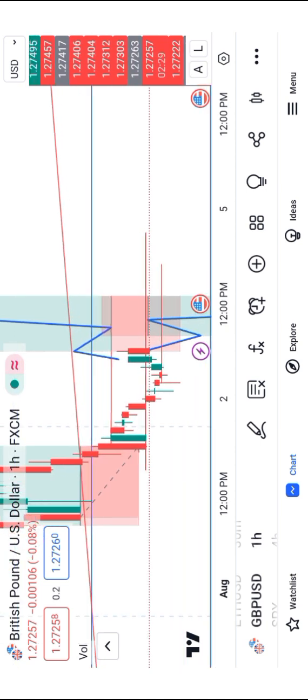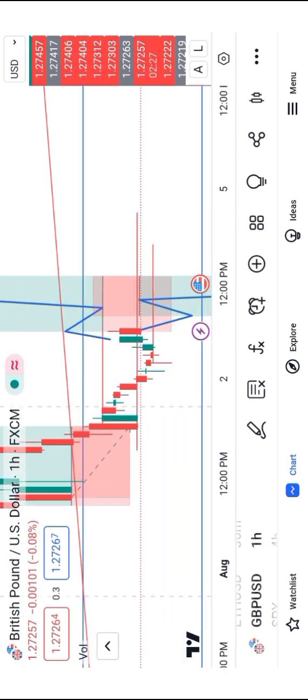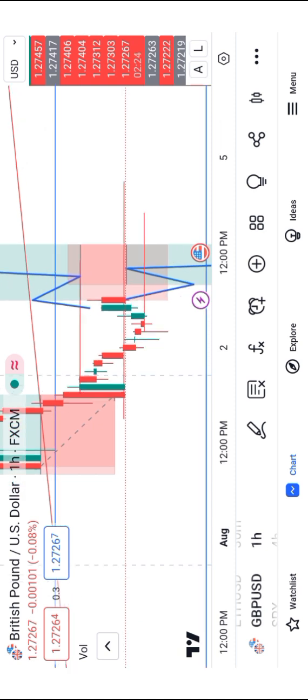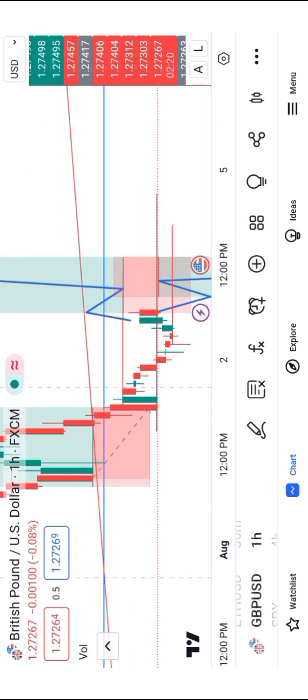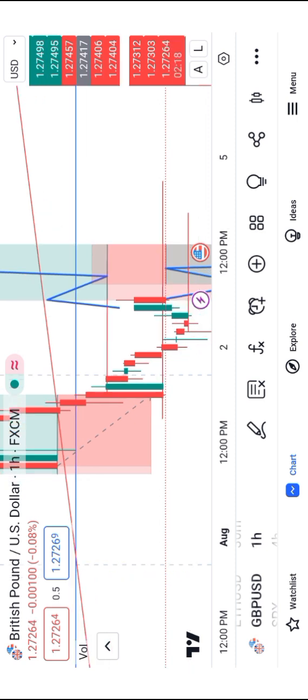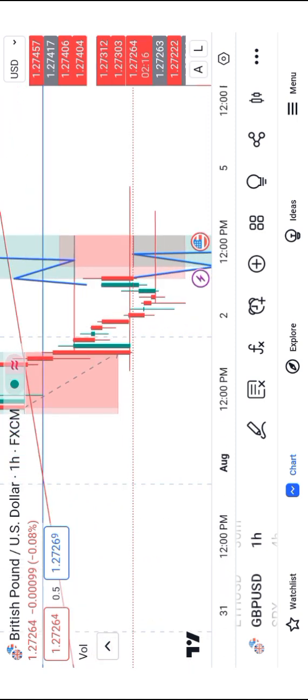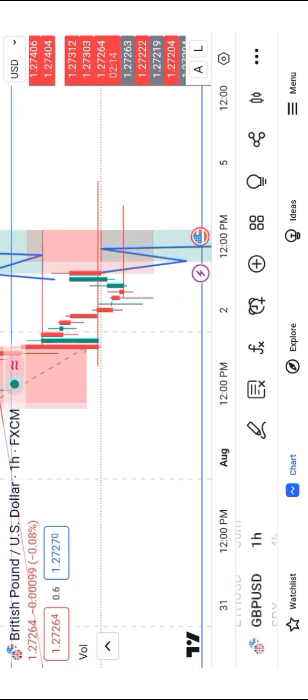Let us now see what price will do. You can see a sentiment here. Let us see. Maybe price will continue to sell, or there will be a strong reversal during the news release. So guys, we'll see what price will do.